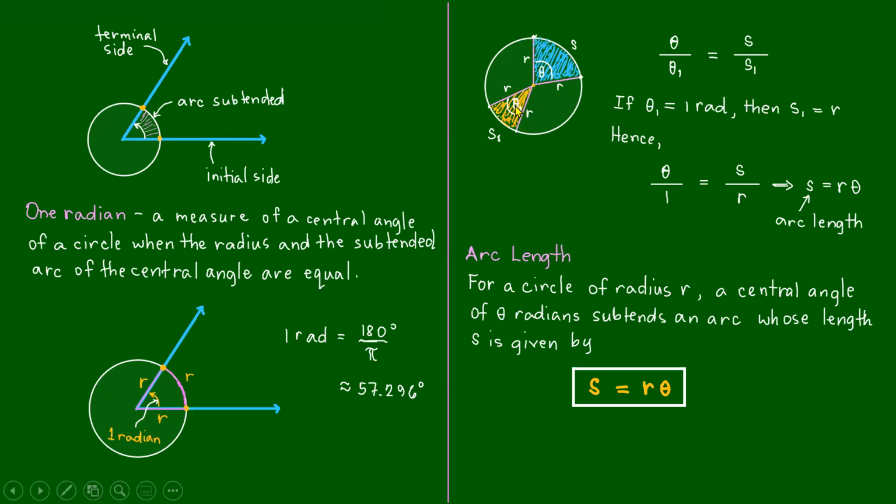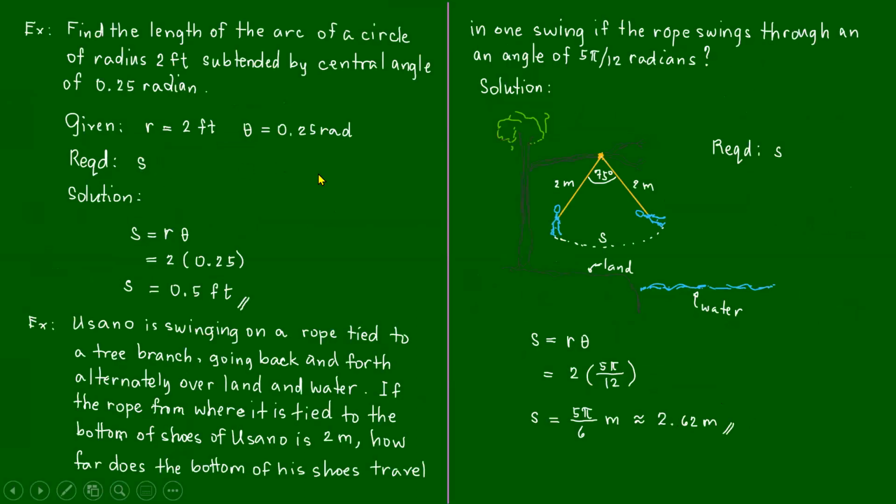If the central angle happens to be 1 radian, it means S sub 1 is equal to the radius. Hence, from this formula, since theta 1 is 1, theta over 1 is S over R. So we have S is equal to R theta, where S is the arc length. For a circle of radius R, a central angle of theta radians subtends an arc whose length is given by R theta. So let us have the following examples.